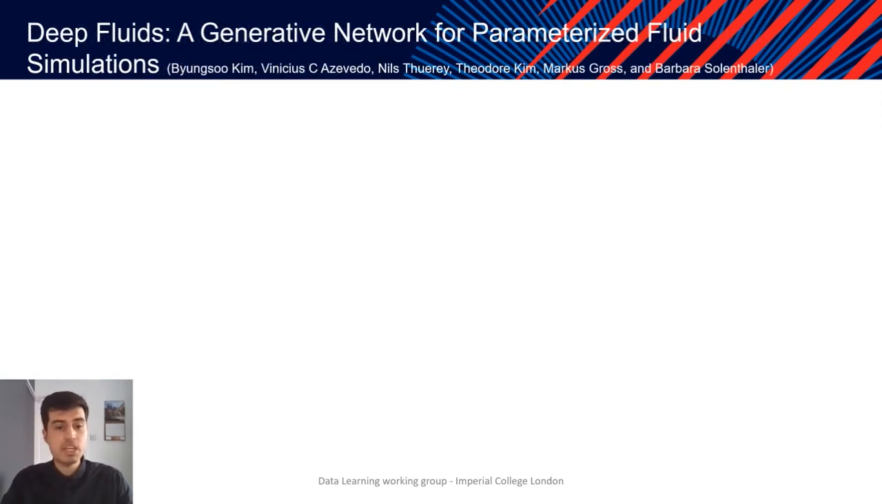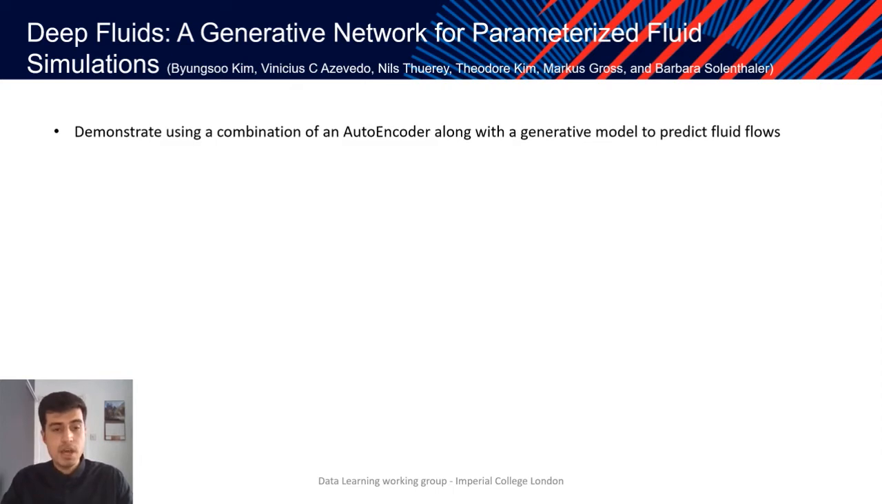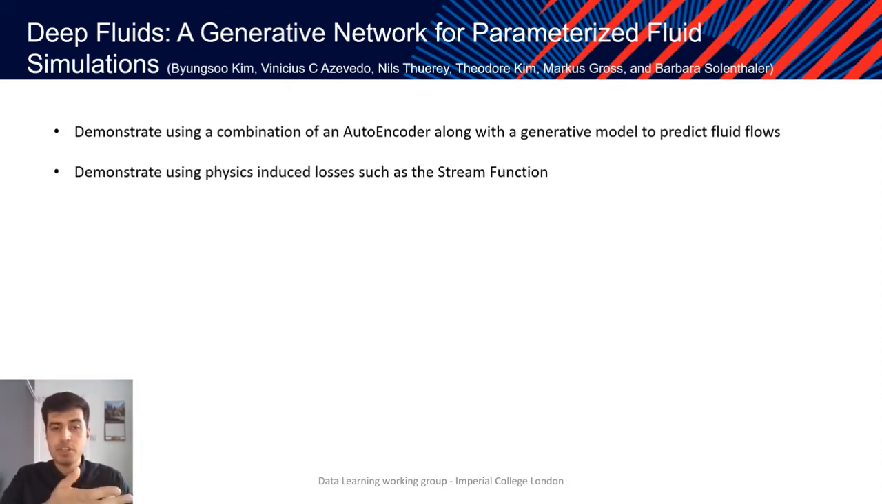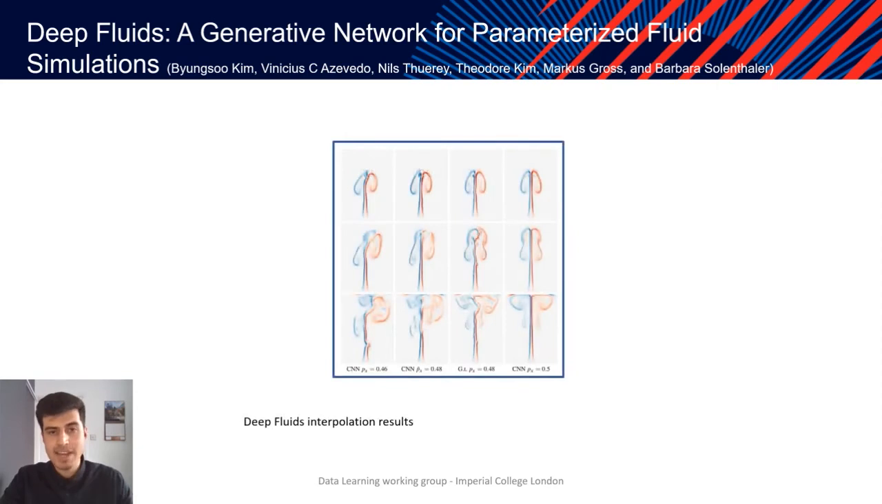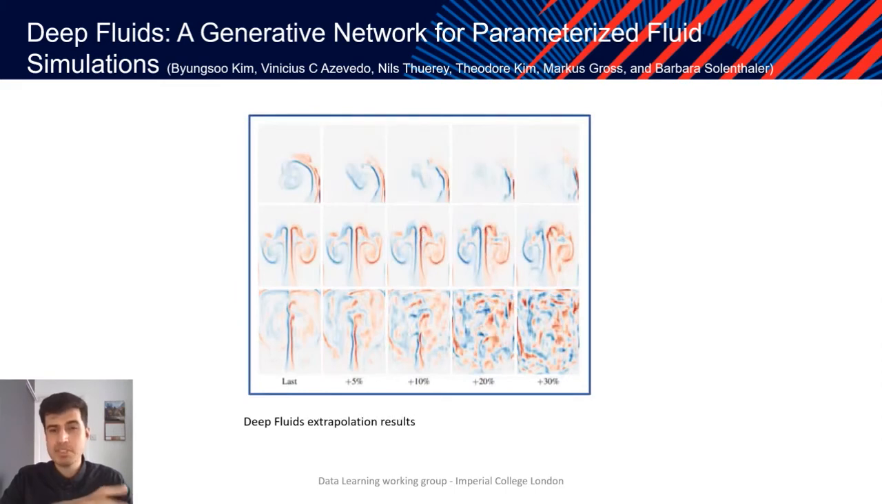And finally, looking at the deep fluids paper, they demonstrate that using a combination of an autoencoder along with a generative model, they're able to predict fluid flows. In this paper, they also demonstrate using the stream function as a physics-induced loss to produce more accurate flows. We see interpolated outputs that are very similar to the training data, and we see that they're able to extrapolate plausibly to around 10% additional samples compared to the training set.